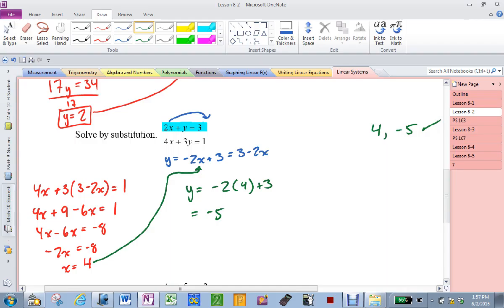Fine. Choose a letter, get it by itself, put it back in the other equation. Shaylee, I did it the opposite way because it says to start with a letter that has a coefficient of 1 and negative 1. Yeah, that's y. Okay. Because y's coefficient right there is 1.